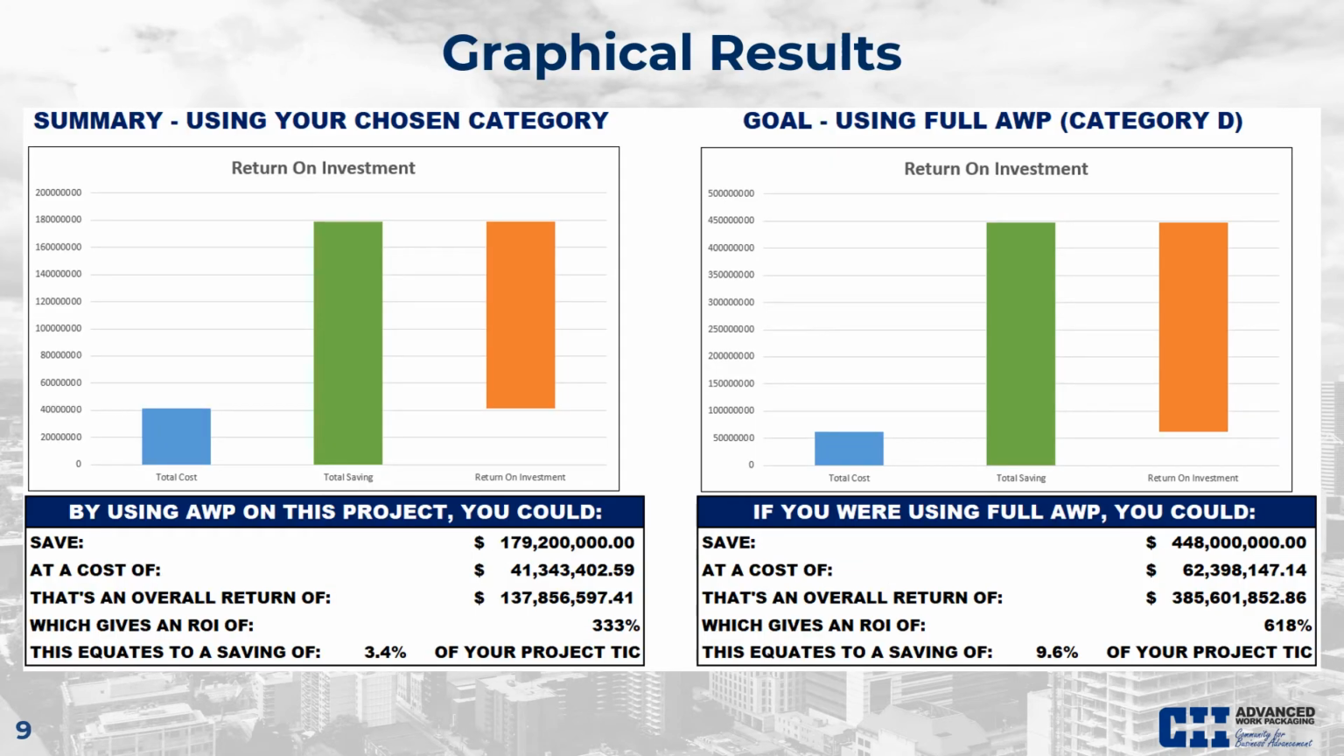Once you've done the data entry in the very beginning, you can also see graphical results. So on the left-hand side, what we're showing is your return on investment based off the category that you chose. So the blue bar represents your cost, the green your total savings, and obviously the orange is the difference between those two that represents the return on investment. The tool also calculates to say if you select that you're just doing workplace planning or basic advanced work packaging, the tool will also look at what you could have achieved if you'd used full AWP, our category D. So this gives you kind of a target to aim for future projects.